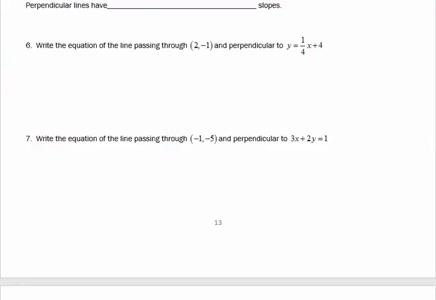So now let's talk about perpendicular lines. Well, perpendicular lines actually intersect. They're not like parallel lines that don't intersect. However, they intersect at right angles, which means perpendicular lines will have opposite reciprocal slopes. Perpendicular lines will have opposite reciprocal slopes. So let's explain what it means to be an opposite reciprocal.